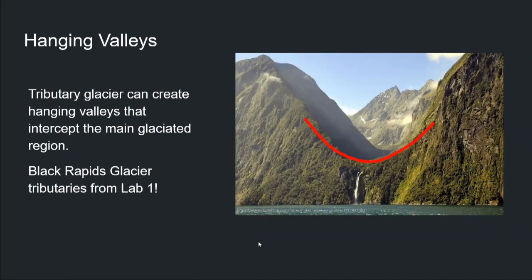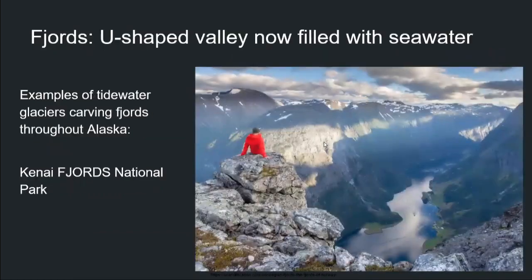And that's what you would expect from Black Rapids Glacier if you were taking all the ice away. So yeah, tributary glaciers can create hanging valleys like that one that intercept the main glaciated region. Fjords are U-shaped valleys that were dug so much that basically the base of the valley is below sea level. So it's just a U-shaped valley filled with some seawater.